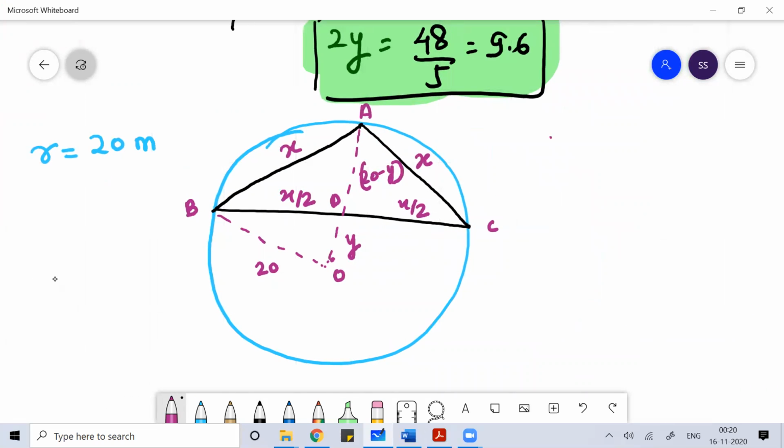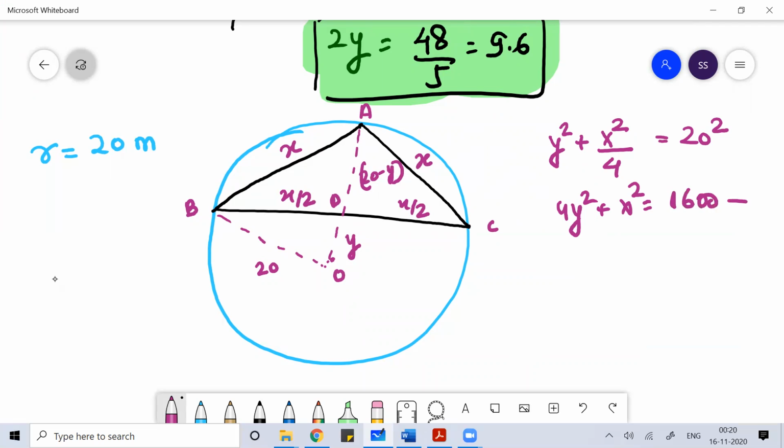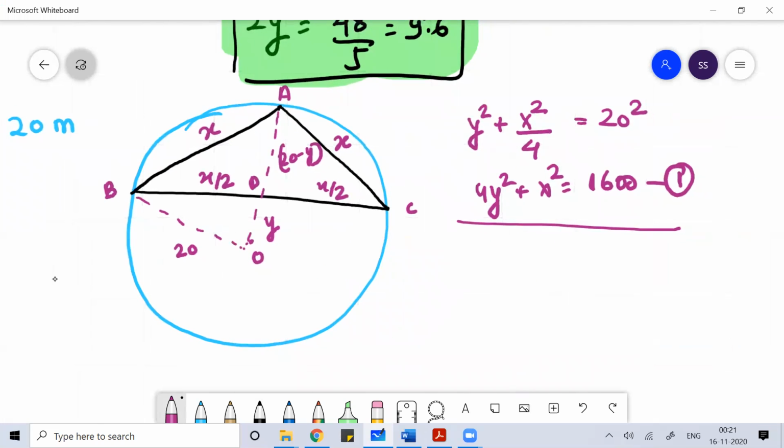You can say that y square plus x square by 4 is equal to 20 square. This is equation 1. So 4y square plus x square is equal to 20 square, 400, into 4 means 1600. Now equation 2 is x square is equal to 20 minus y whole square plus x by 2 whole square, x square by 4.